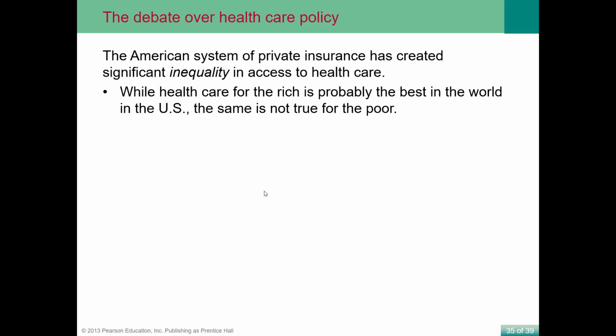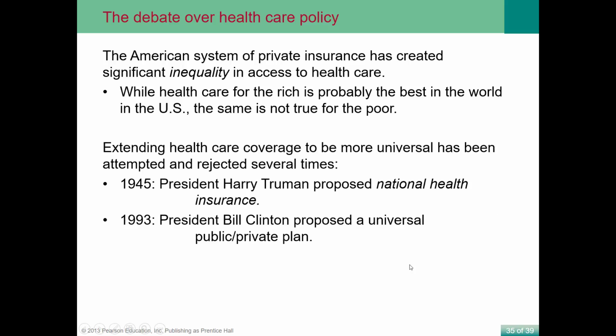The American system of private insurance has created significant inequalities in access to healthcare. While healthcare for the rich is probably the best in the world, the same is not true for the poor. Extending healthcare coverage to be more universal has been attempted and rejected several times. Harry Truman proposed national health insurance in 1945. Bill Clinton proposed a universal public-private plan in 1993. Each time, Congress declined to enact the plans.